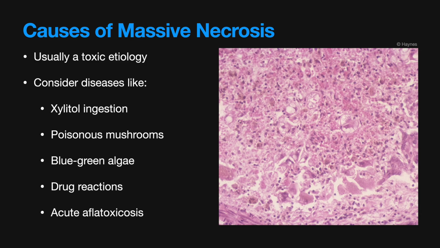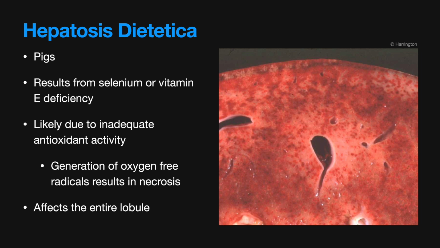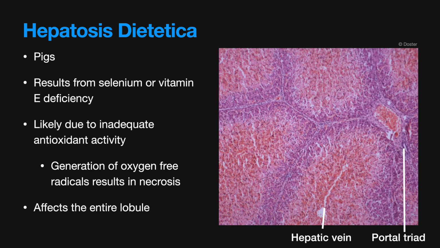Most causes of massive necrosis are toxins. Consider things like xylitol ingestion in dogs, poisonous mushroom ingestion, blue-green algae, drug reactions, or acute aflatoxicosis. In pigs, there is a specific cause of massive necrosis called hepatosis dietetica. This disease occurs due to selenium or vitamin E deficiency. These compounds are potent antioxidants, so without their antioxidant activity, oxygen-free radicals accumulate in the liver. This results in necrosis affecting the entire lobule.